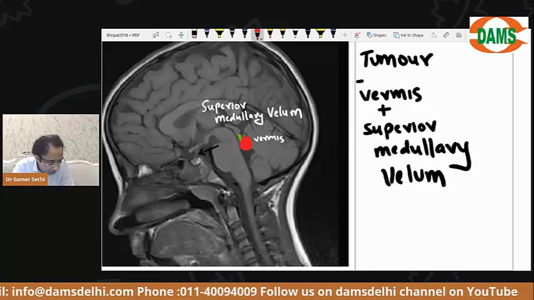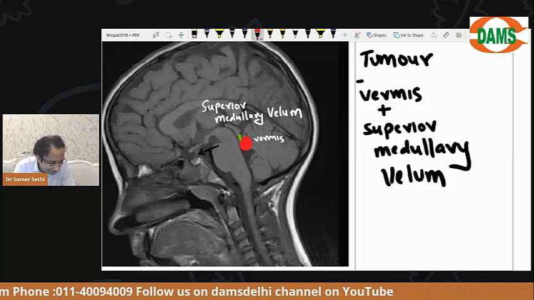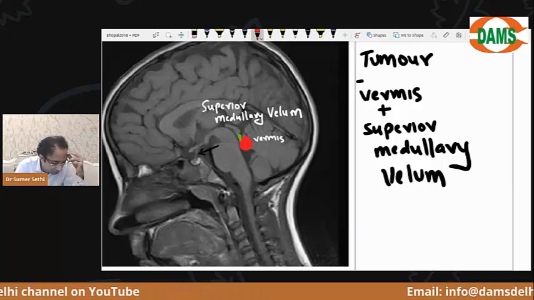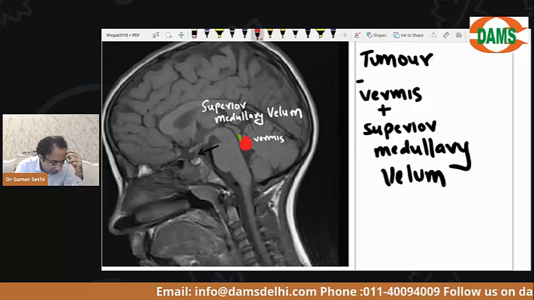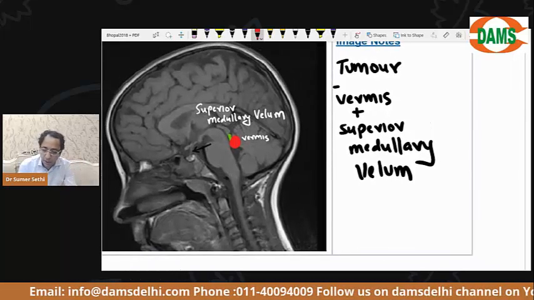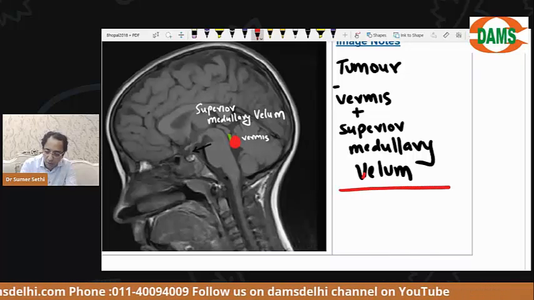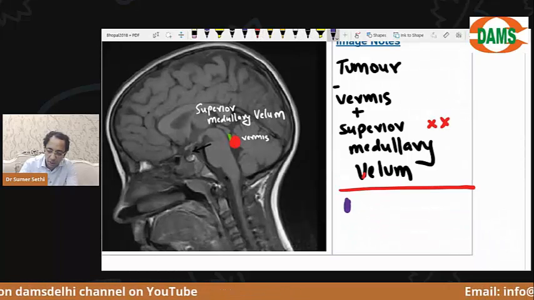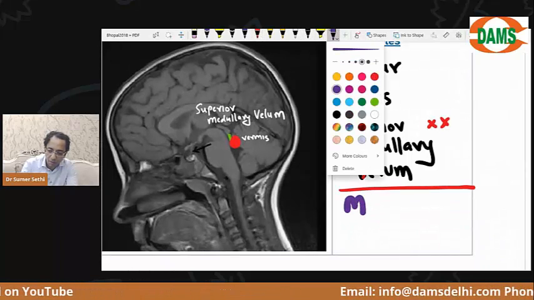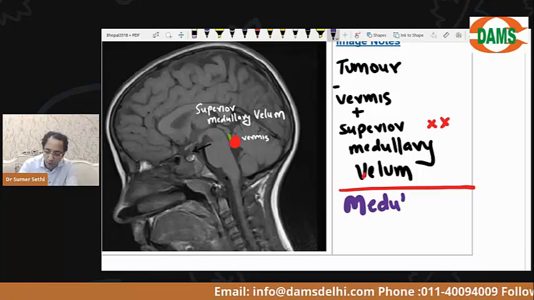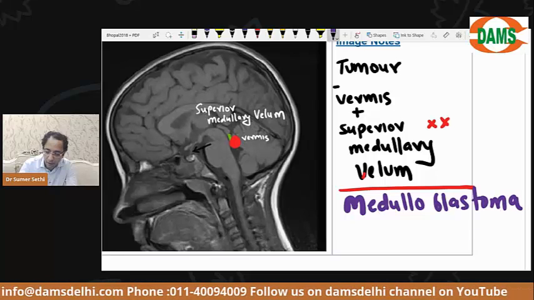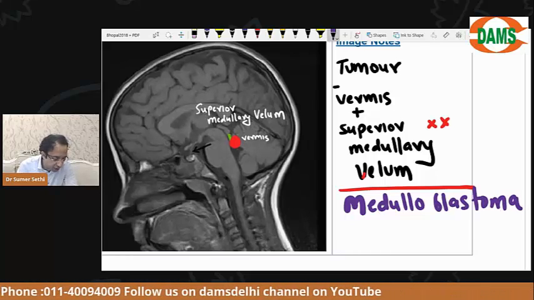Okay. Everything is actually given in all of your books, isn't it? Okay. Anybody now tell me, name a brain tumor which arises from the superior medullary vellum. This is pathology. This is not to do anything with radiology. And the brain tumor which arises from the superior medullary vellum is called medulloblastoma. Did you read about medulloblastoma in your second prof?